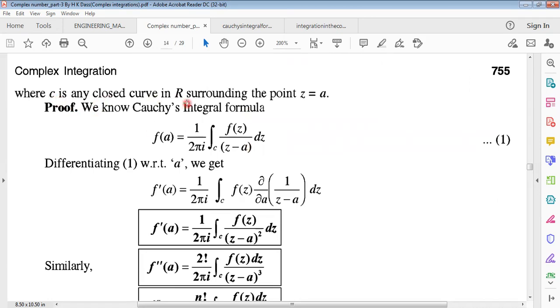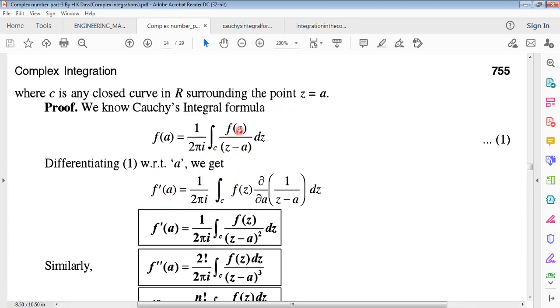Now here C is the closed curve and R is the surrounding domain or region. The point will be z equals a. Now we know Cauchy's integral formula: f of a equals 1 by 2 pi i contour integration of f of z divided by z minus a with respect to z. Now differentiating with respect to a on both sides.